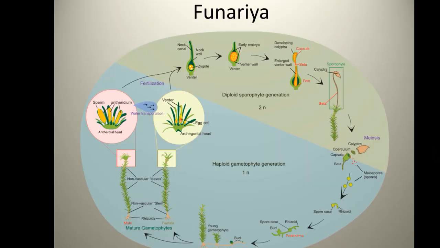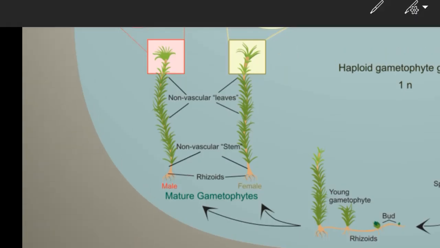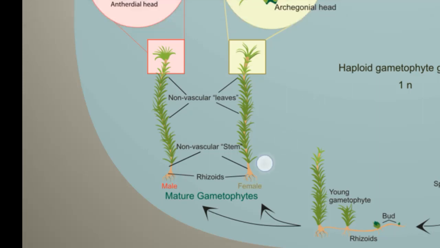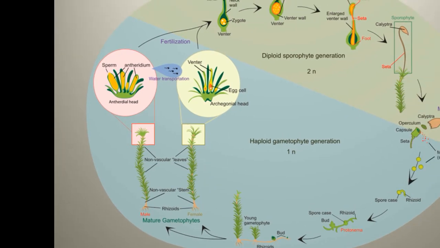Now let us study Funaria. It is also an example of Bryophyta, but it is somewhat more developed than Riccia. Here we see a plant-like structure. Of course, a rhizoid is present, root-like but not root. Leaf-like structures are present but not leaves. And this plant is monoecious, meaning both male and female parts are present on the same plant.